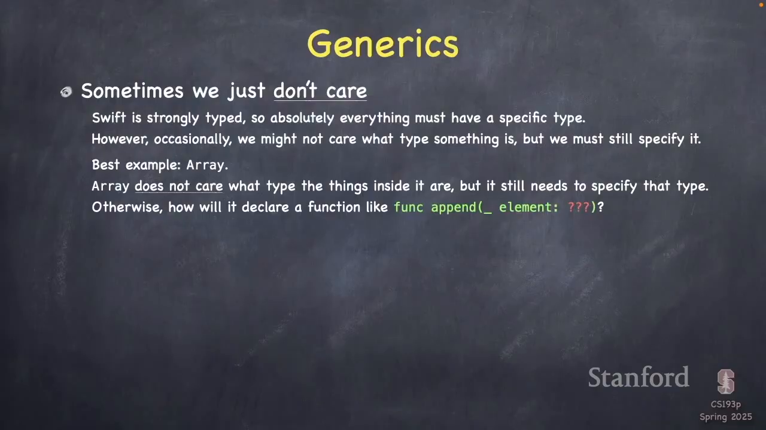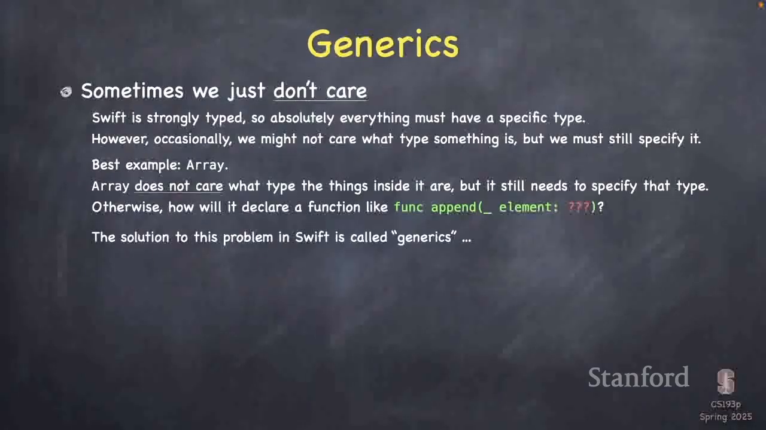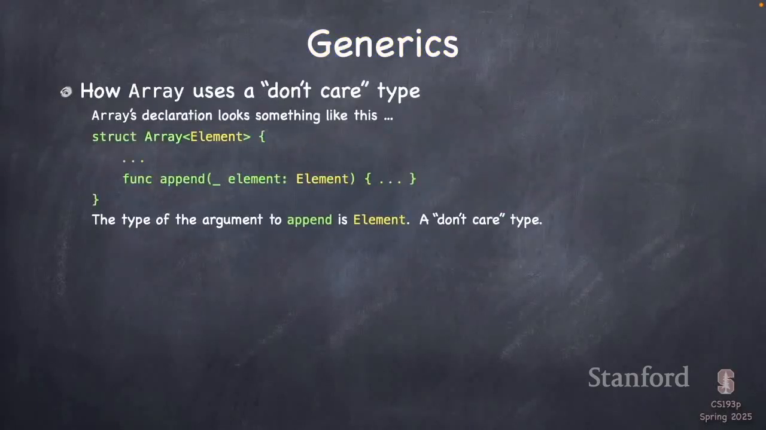However, it needs to have a name for that type, because how else is it going to declare the function append? Append appends an element. The red question marks there have to have some type there, even though it can be any type in an array. So how does this work? This works through this system we call generics. And the way Array declares itself is it says, I'm struct Array, and in angle brackets right after it says, and here are my don't cares. I call them don't cares, all right?